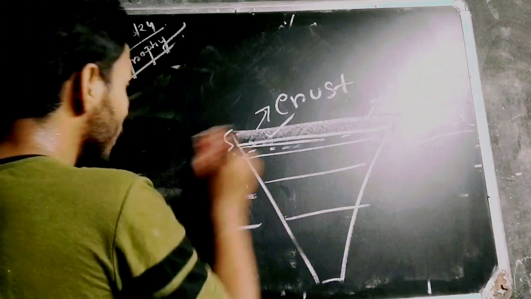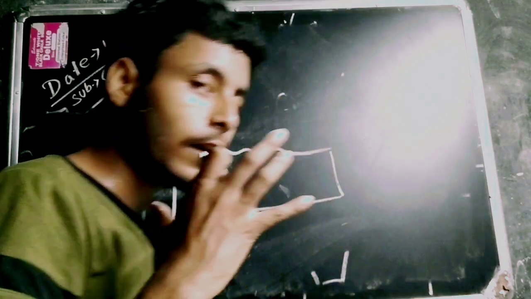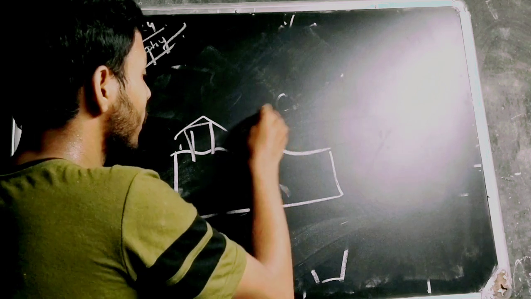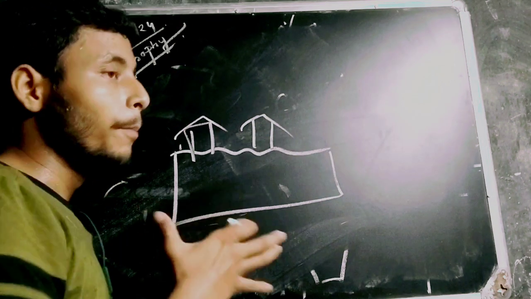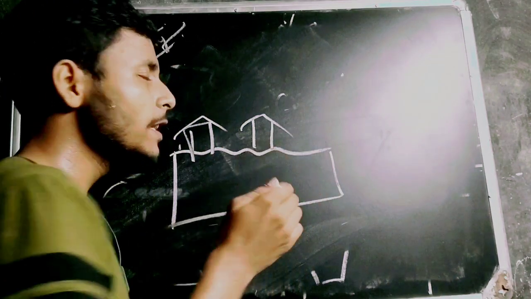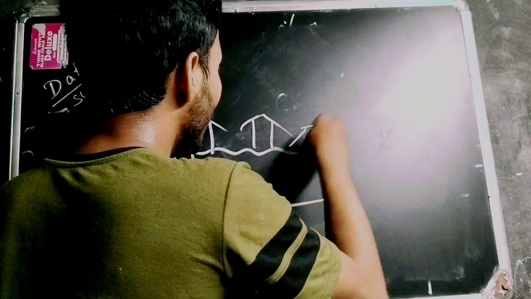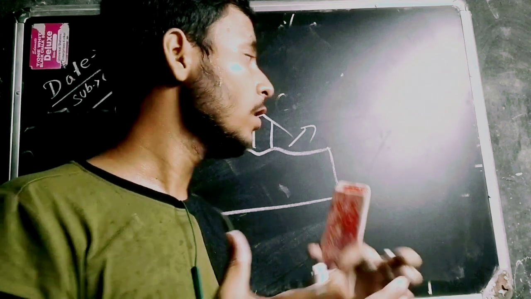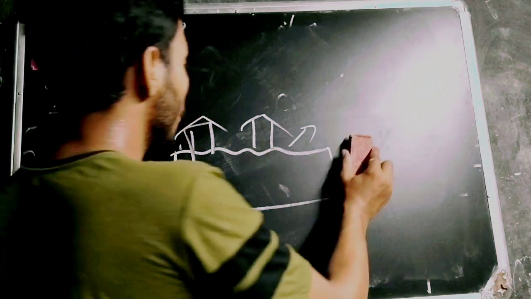Now we will learn about the continental crust. The crust which is the upper portion of the earth is called the continental crust. It is where we build our houses, with many trees, roads, big buildings and many other things. In simple language, this is the continental crust, where we are living on the ground. Then what is the oceanic crust?